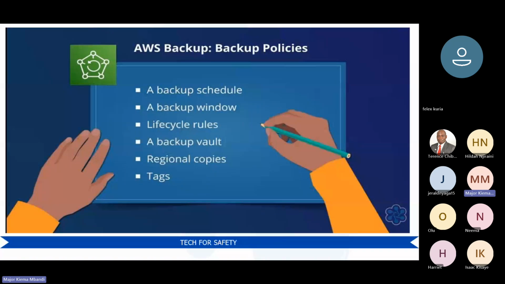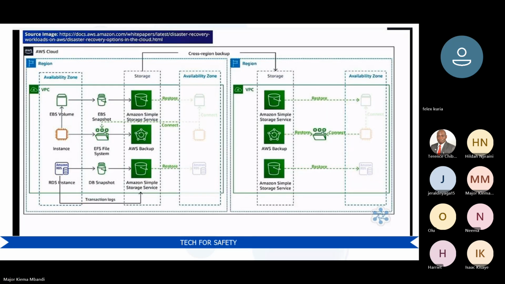So backup policies can cover backup schedule, then backup window, lifecycle rules. You may want to transition your snapshot maybe, and then a backup vault, and then regional copies, and then you can tag your backups for easy identification. Now, remember, backup also supports cross-region backup.